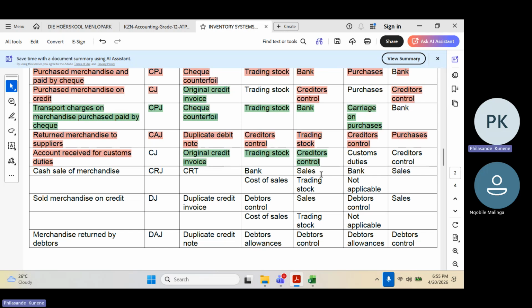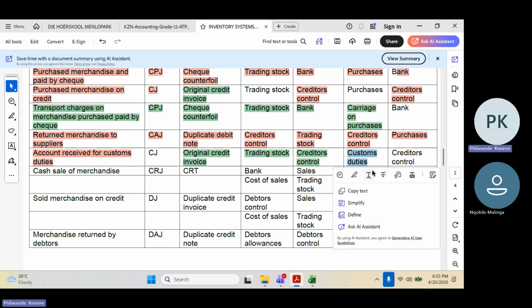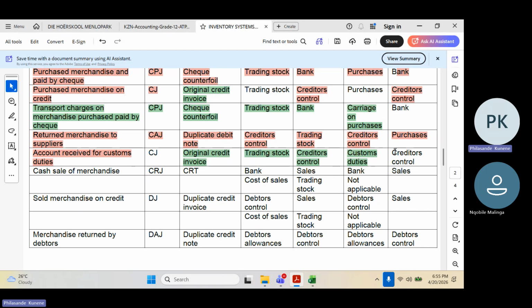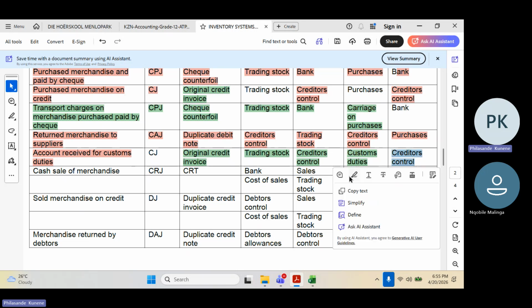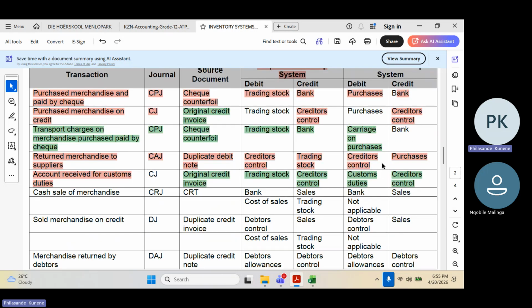This is the same as transport cost, just that transport cost was paid in cash. This one, we're owing it. That's why we have a creditors control here. But transport charges and customs, you're treating it the same way. Under periodic inventory system, we're going to debit customs duties and then we're going to credit what? Creditors control. That is what we're going to use.